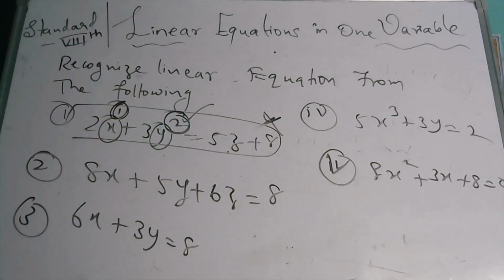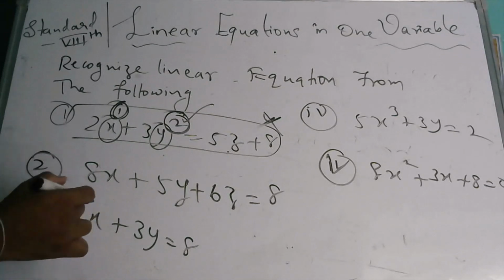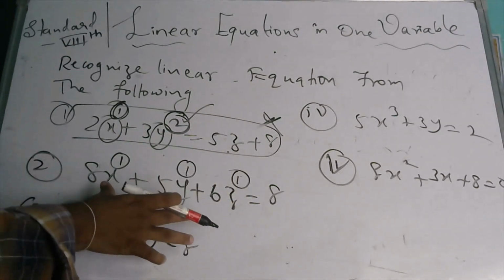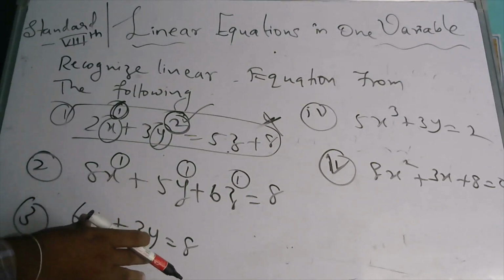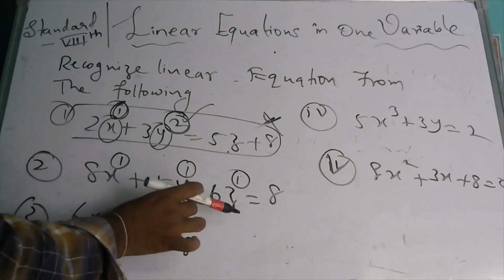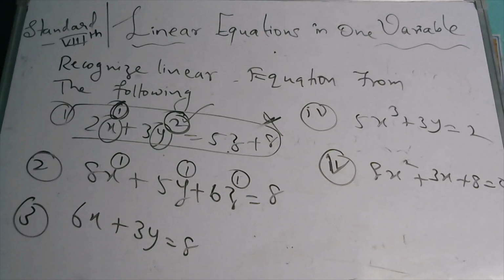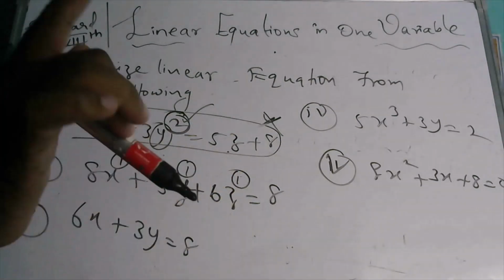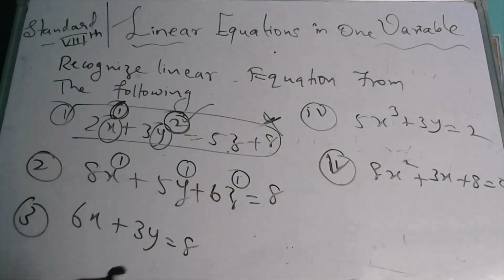This is something else. Here, check this. This is power 1, this is power 1, this is also power 1. So each and every variable. How many variables are involved in this equation? x, y, z. So three variables are involved in this equation. So x power 1, y power 1, z power 1. All the variables have highest power 1. So this is a linear equation.